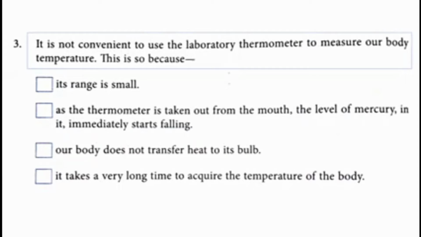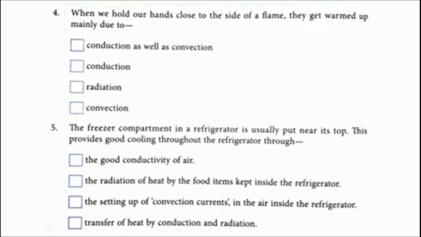This is so because as the thermometer is taken out from the mouth, the level of mercury in it immediately starts falling. Fourth, when we hold our hands close to the side of a flame, they get warmed up mainly due to radiation. Fifth, the freezer compartment in a refrigerator is usually put near its top. This provides good cooling throughout the refrigerator through the setting up of convection current in the air inside the refrigerator.